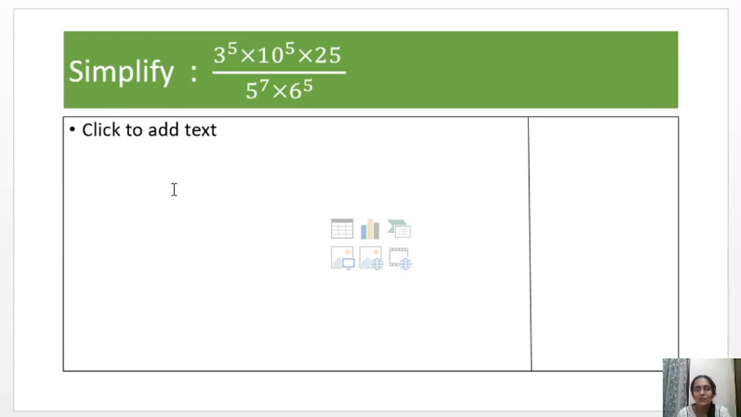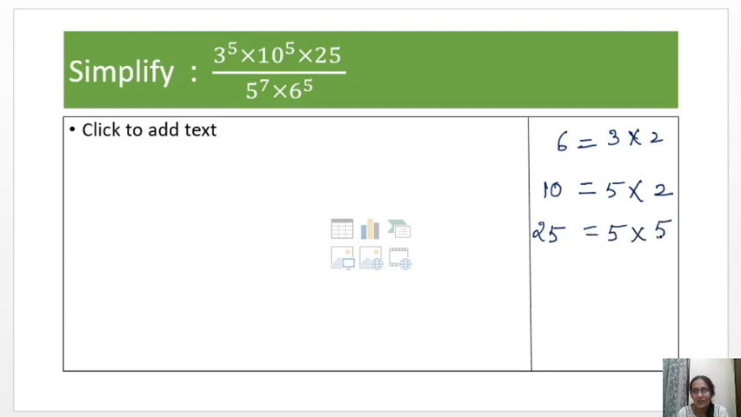3 power 5 into 10 power 5 into 25, divided by 5 power 7 into 6 power 5. There is a composite number here, 6. By looking at the 6 itself, there is 3 here. You should think that 6 you can write as 3 into 2, right? Now 10 you can write as 5 into 2. 25 you can write as 5 into 5, right?